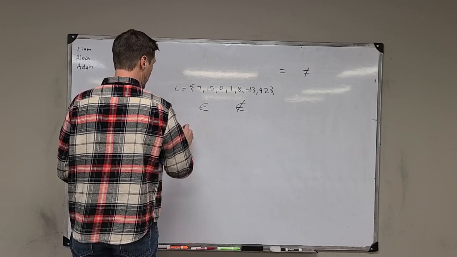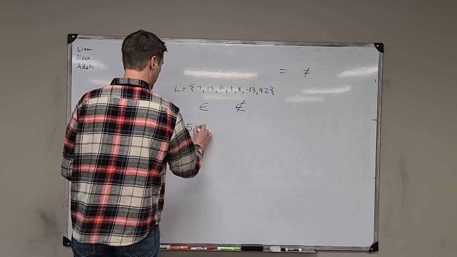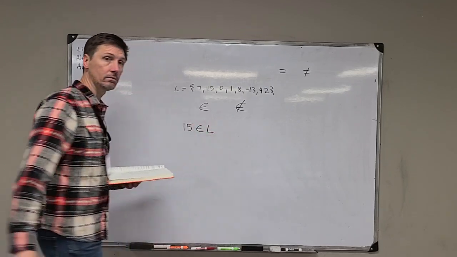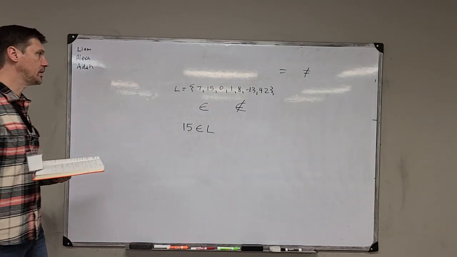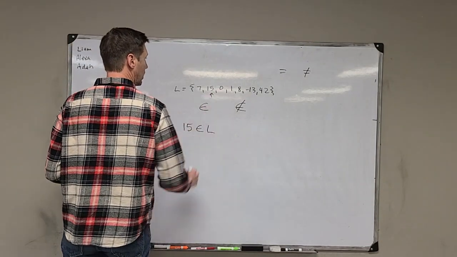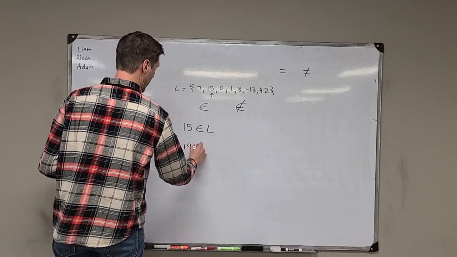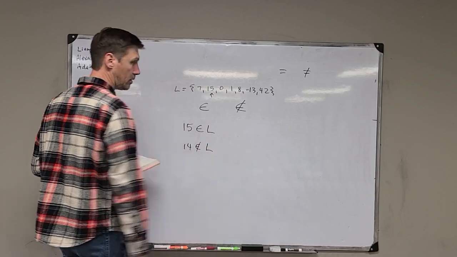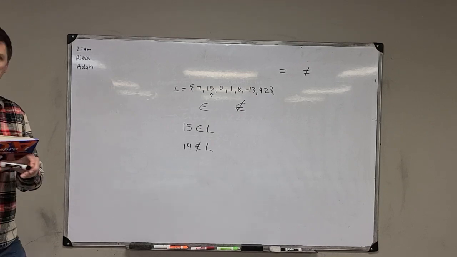For this set, we could say that 15 is a member of set L. That would be a true statement, right? Because 15 is in here. But 14 is not. So for 14, we would have to say 14 is not a member of set L. Okay? Any questions about that? This is just making sure you understand what the symbols mean.